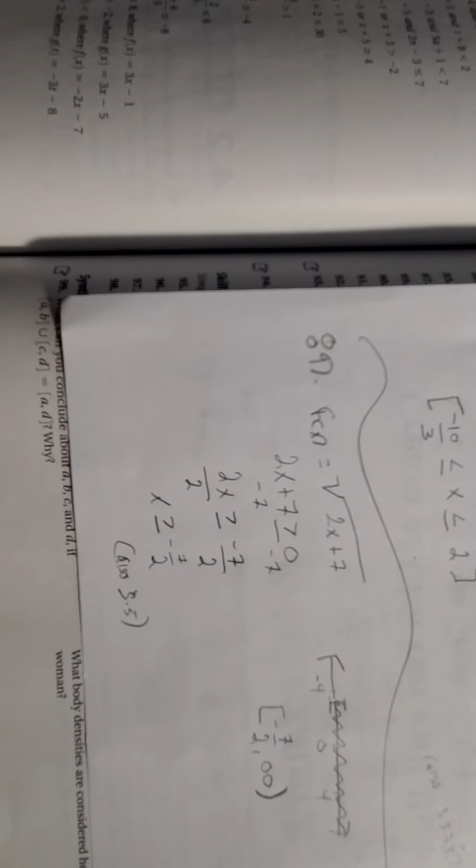So the problem or the equation that was given to us is -10 is less than or equal to 3x minus 1, which is less than or equal to -5.